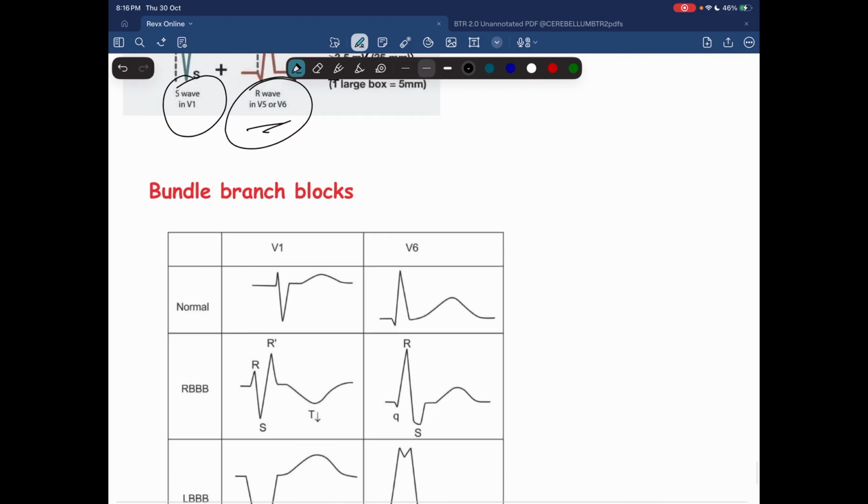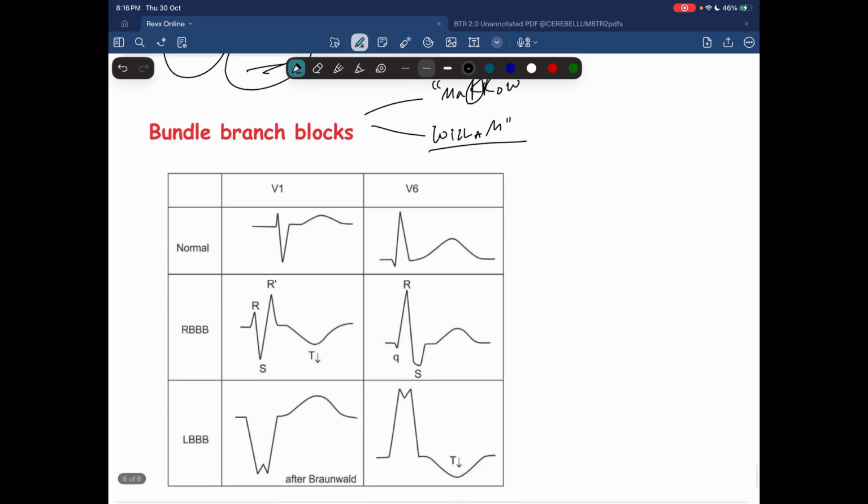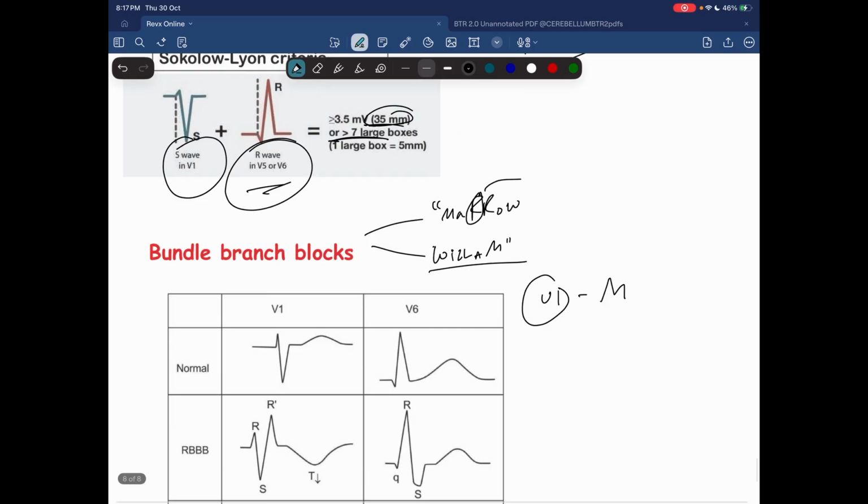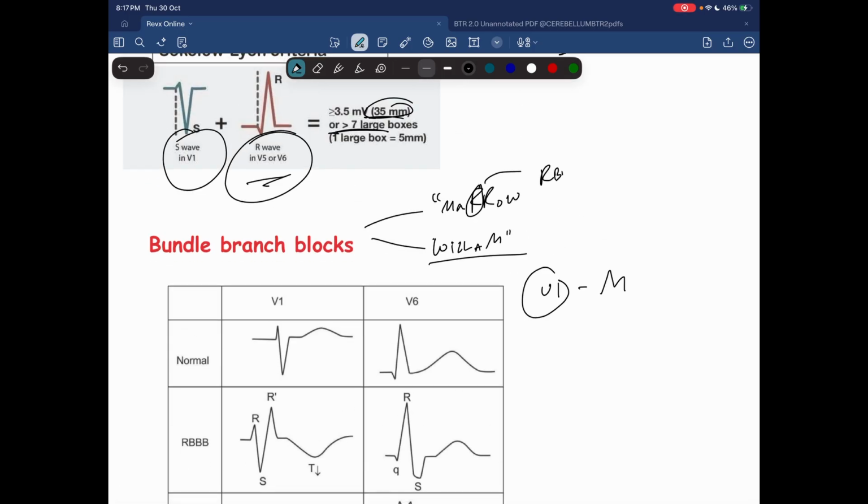So for bundle branch blocks, there are two mnemonics which are world famous. There is MaRRoW, and WiLLiaM. Why am I writing it like this? So you remember from right, MaRRoW. So in V1 there is an M pattern. M is for MaRRoW, R is for right bundle branch block.